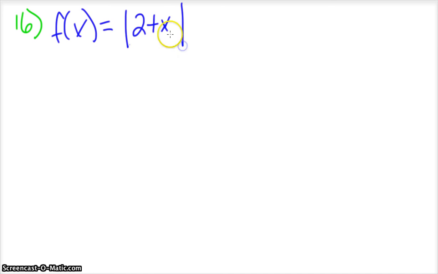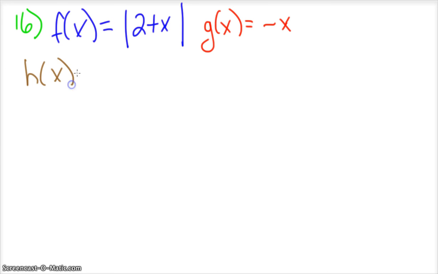Okay, next number, 16. F of x equals the absolute value of 2 plus x, and g of x equals negative x. So if h of x is going to be, go with brown, f of g of x.